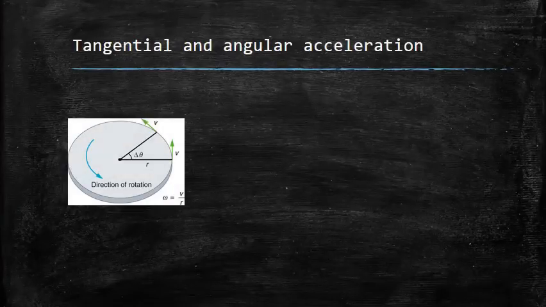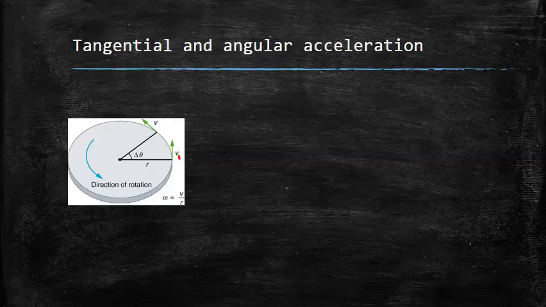If that tangential velocity is changing, so if this is v1 and this is v2, and v2 is somehow different from v1, then that means that there is also a tangential acceleration. I'll indicate that with a_t. So there's a tangential acceleration in a straight line at a tangent to the circle. The tangential acceleration is measured in meters per second squared.